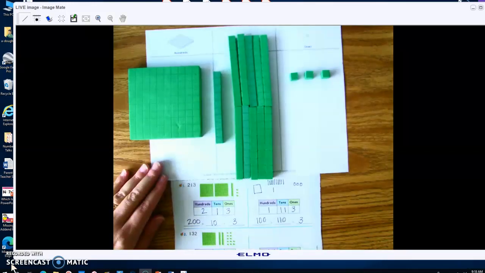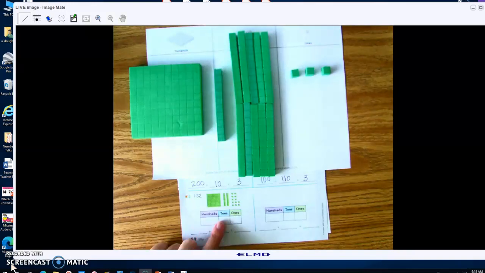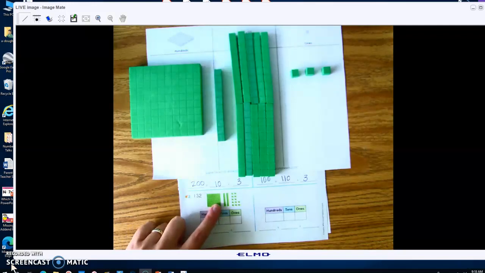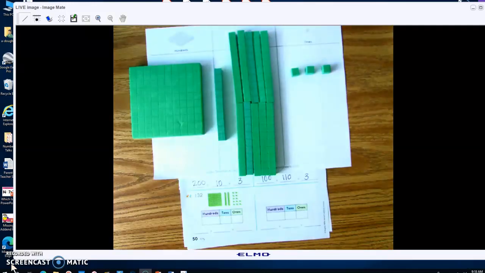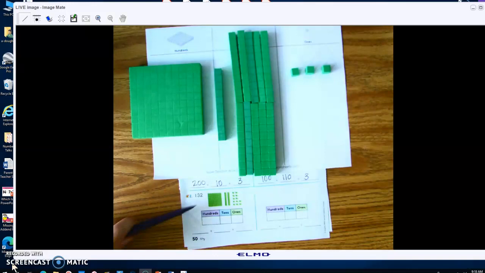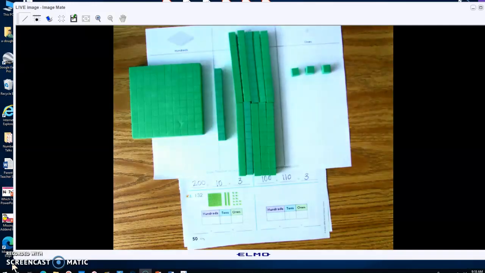Okay, so now going to number 2. I want you to write the hundreds, tens, and ones and do the expanded form for 132. And I want you to show me 132 on your paper. I want you to do 132 in the hundreds, tens, and ones, and then write the expanded form, and then show me 132 on your mat. Because we're going to find a different way to do 132 here in a minute.